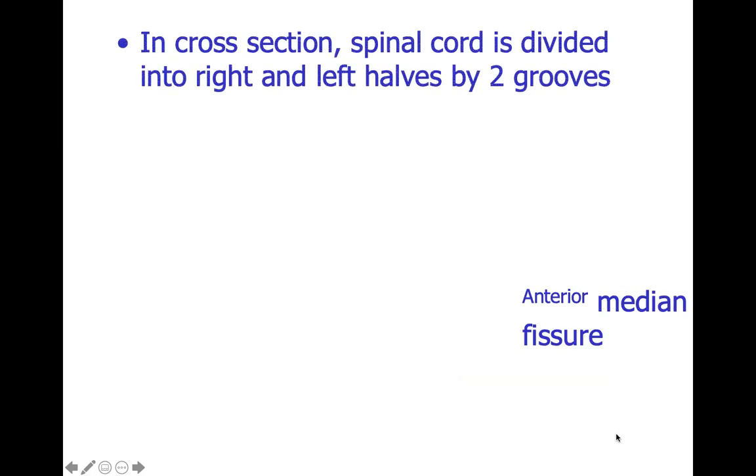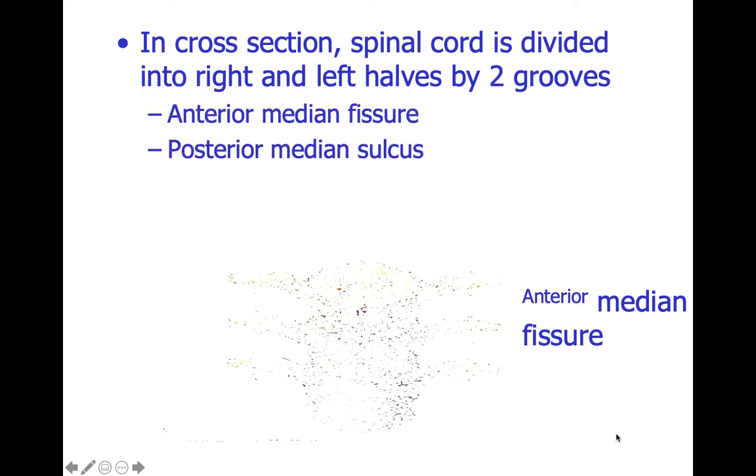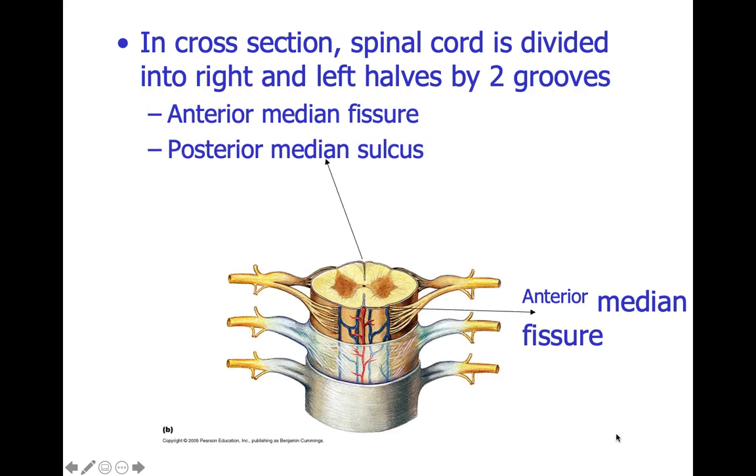Now, when we look at your spinal cord in cross-section, and this will be helpful for your lab content, you'll notice that it's divided into halves, a right and left half, by grooves. Let me get this all up for us, okay? We have the anterior median fissure, which is going to be on the anterior or ventral side, and we have the posterior median sulcus, which is going to be on the posterior or dorsal side. And you'll see that those two indentations divide quite nicely our spinal cord into a left side and a right side.